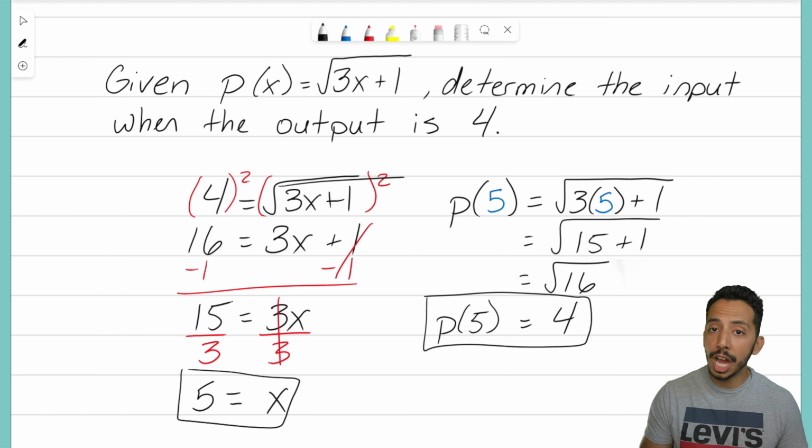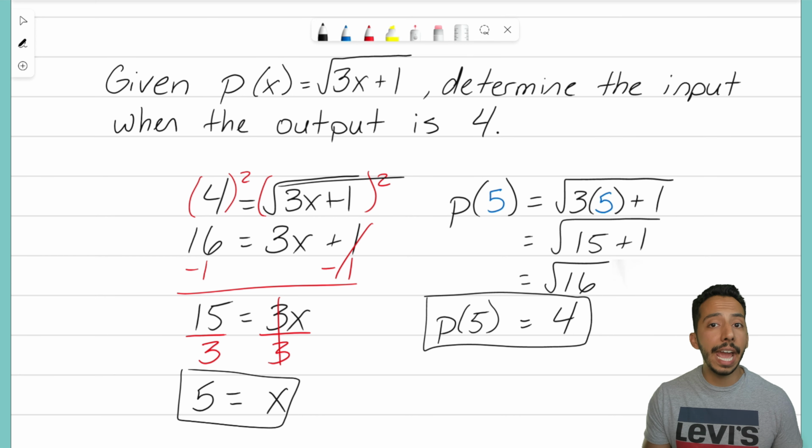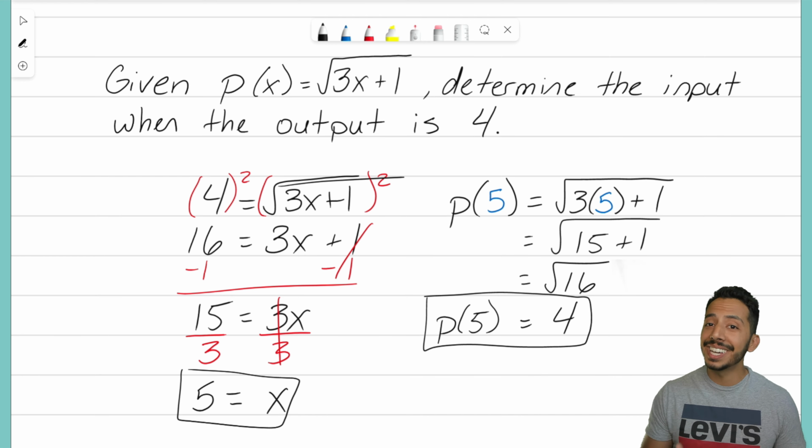You did a really good job. Just remember that when we're trying to determine the input, we're not plugging in the output. We have to set it equal to the output. Solve it out, and you'll be good to go.